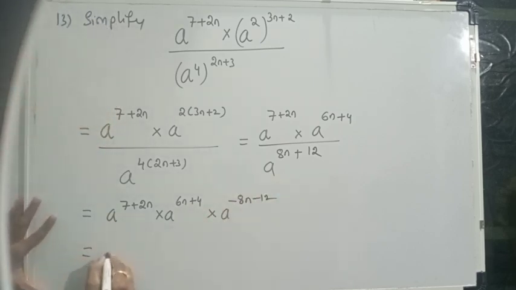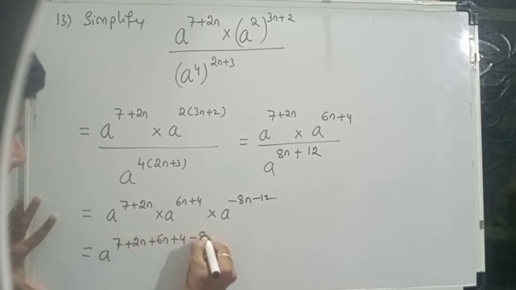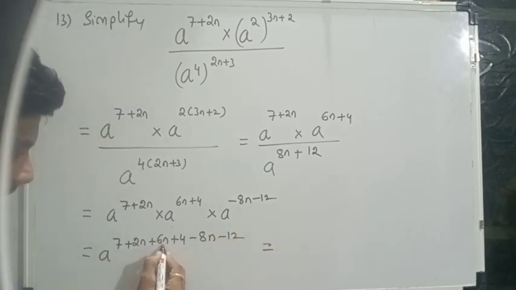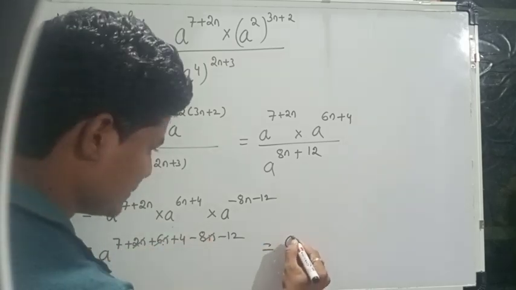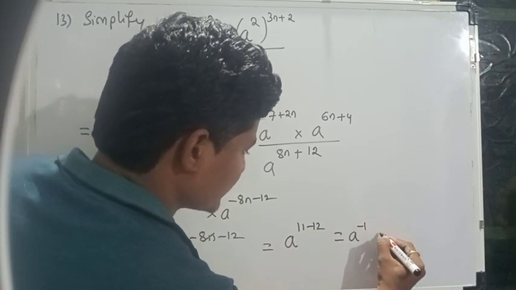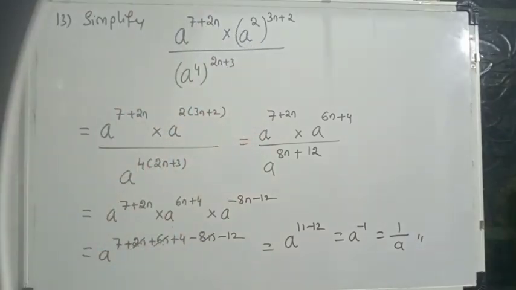Now I can add the powers, e to the power 7 plus 2n plus 6n plus 4 minus 8n minus 12. E to the power 7, 2n plus 6n minus 8n, 7 plus 4 is 11, 11 minus 12, e to the power minus 1, which is equal to 1 by e. This is the answer.